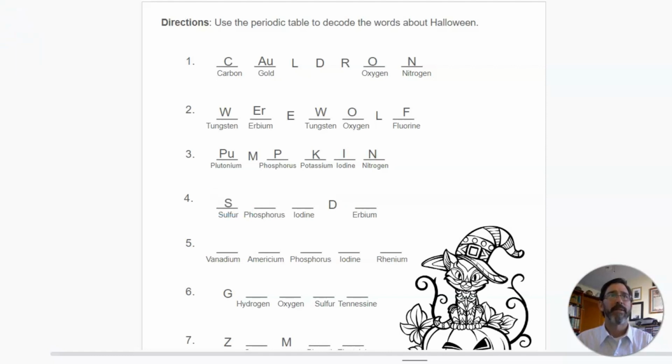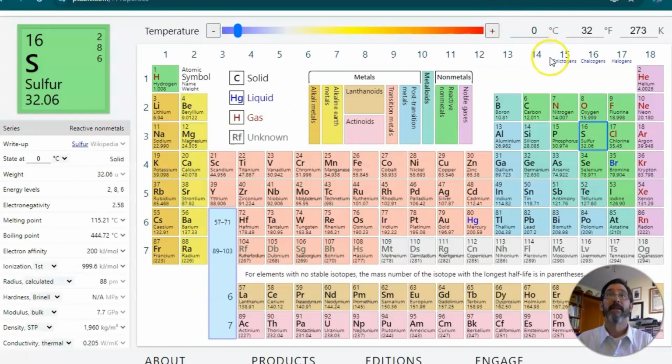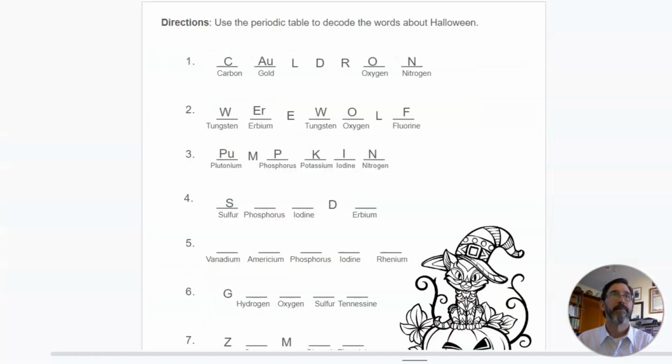Our next element, phosphorus. Didn't we just see that one? Phosphorus is right next to sulfur. Number 15, capital P for phosphorus. Place a capital letter P for phosphorus.